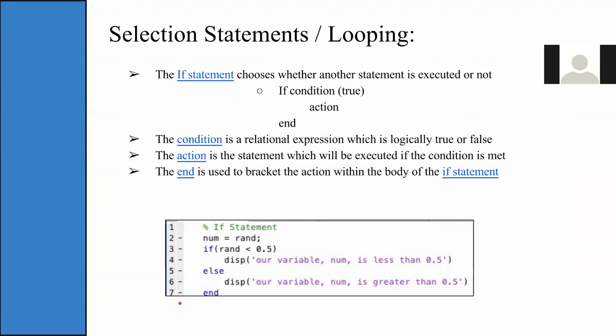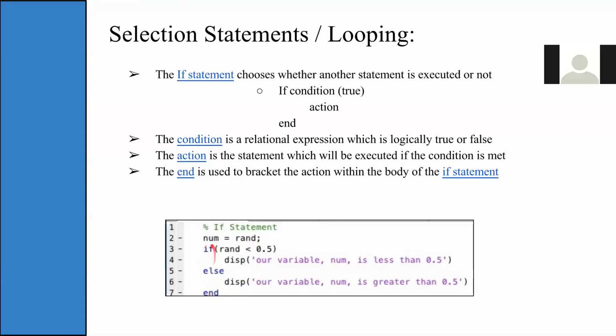Here's a basic example, 7 lines. We're going to call a random number from 0 to 1, random real value, and this is one way you could structure it. If this condition is true, if it's less than 0.5, display that it's less than 0.5. Otherwise, the only other option is that it must be greater than 0.5. So notice that this is an if-else end statement. You can also have an if, else if, another condition, and then an end.